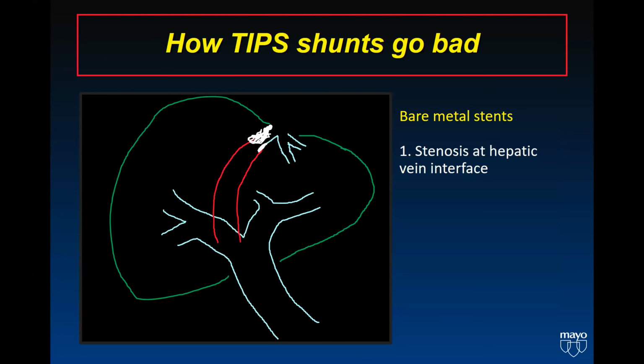So how do these shunts go bad? Again, not the greatest drawing in the world, but you can see that with bare metal stents, there were 3 ways things went bad.